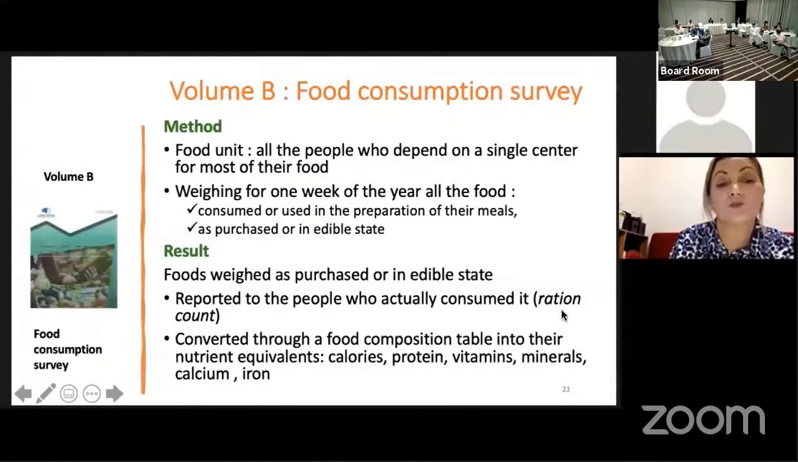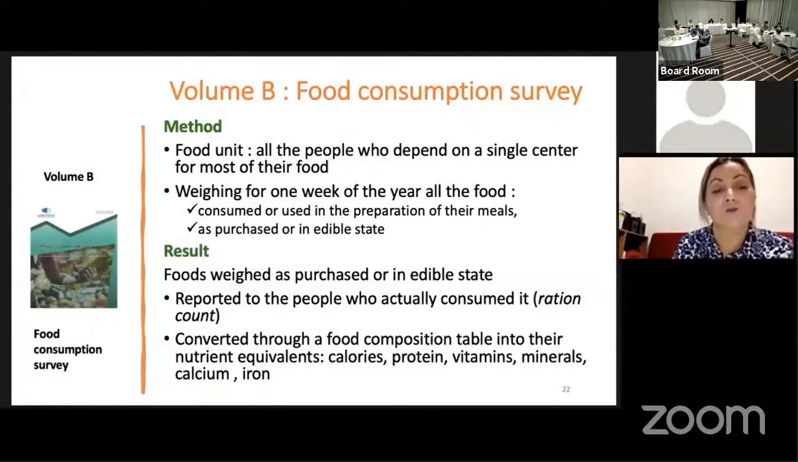The National Food Consumption Survey, realized by our National Institute of Statistics, is not a household expenditure survey. It does not estimate the amount of money spent for food. It estimates the real amount of food consumed in a household. In this survey, the food unit is all the people who depend on a single center for most of their food. And during 7 consecutive days, the investigator goes twice a day and notes the menu of each main meal.